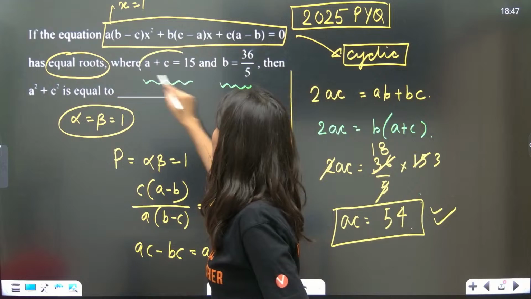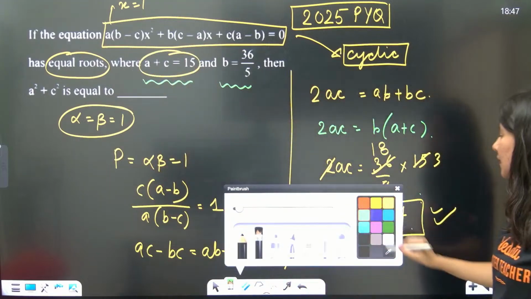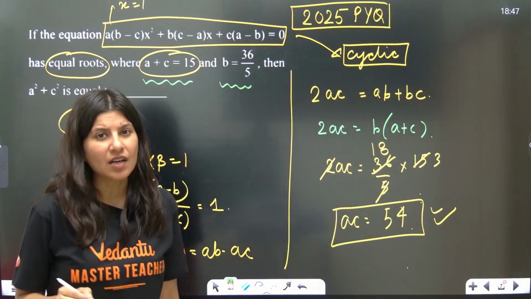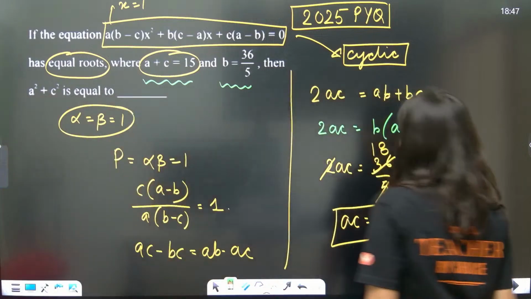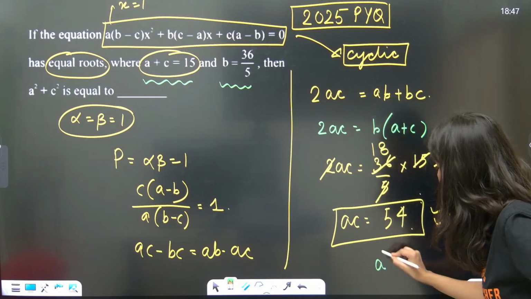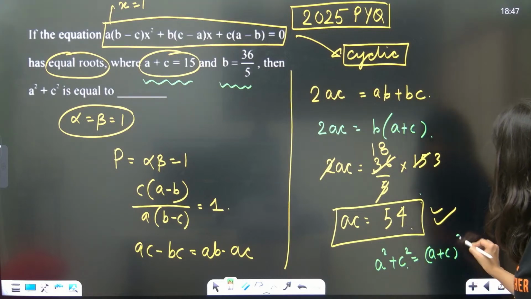The sum of two quantities is 15 and the product is 54. 5 threes are 15, 15 into 1, so I don't think you can get 15 by any other means. So what do you want? A square plus C square. So A square plus C square is A plus C whole square minus 2AC.